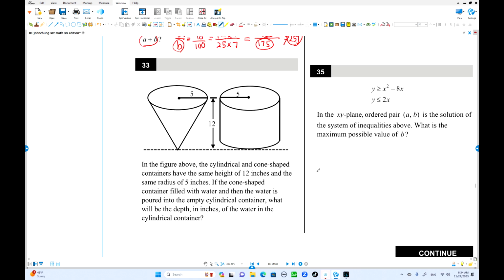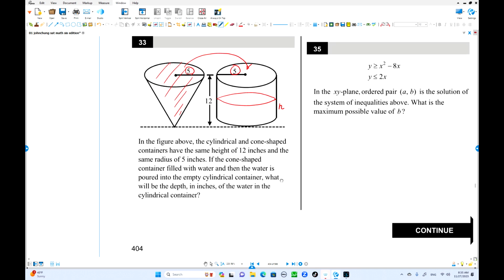This is number 33. We have two different figures: one is a cone, the other is a cylinder. They have the same height and same radius. This is a 5, this is a 5. This cone is filled with water. We're going to pour this water into the empty cylindrical tank, keeping the same amount of water. This may be the height of it.